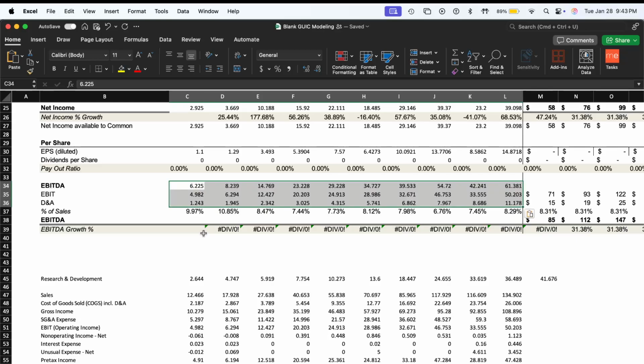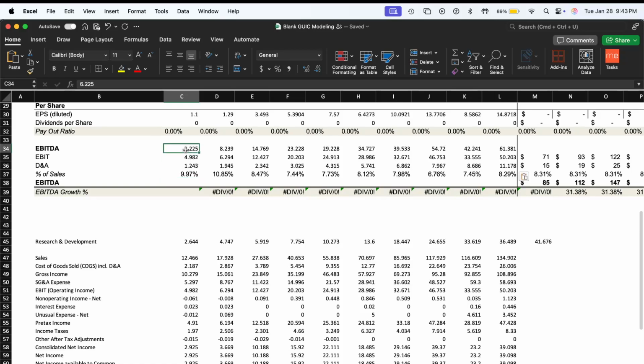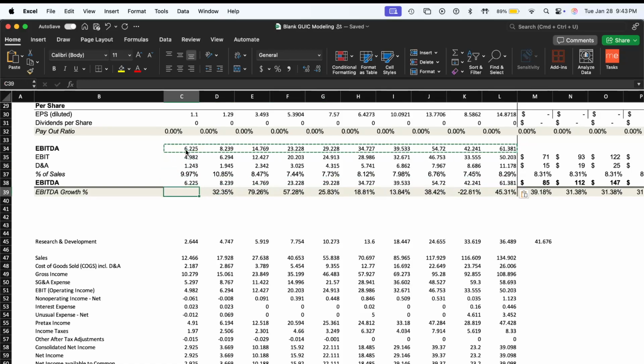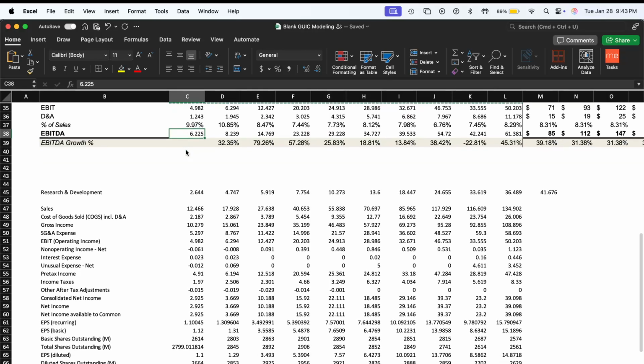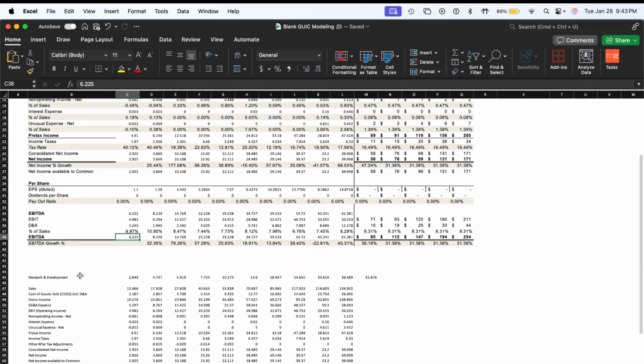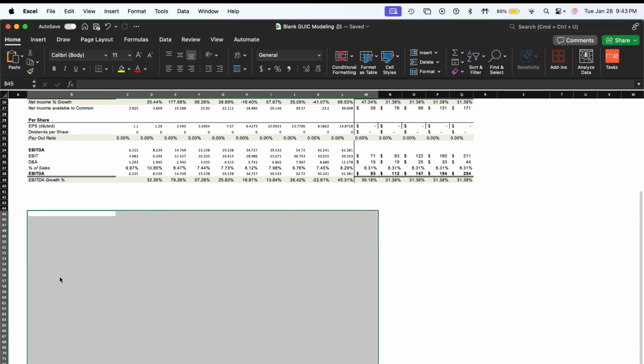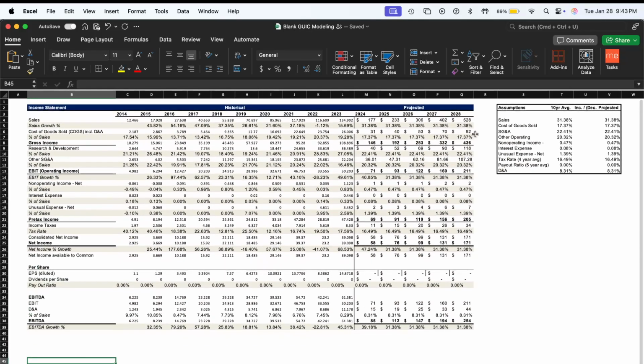There's your EBITDA, EBIT, and depreciation and amortization. I don't know why, but we have two lines for EBITDA. It didn't really matter. But there you are. And so this is the income statement fully done. Now that it's done, you can just take this whole table and delete. And so this is all done.